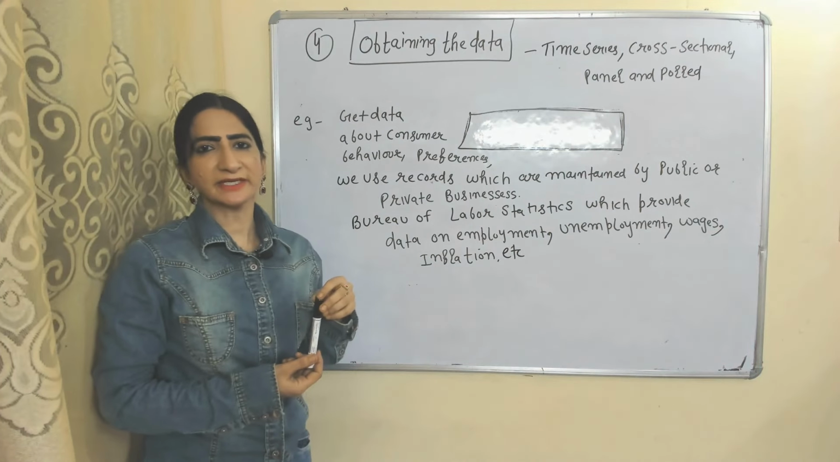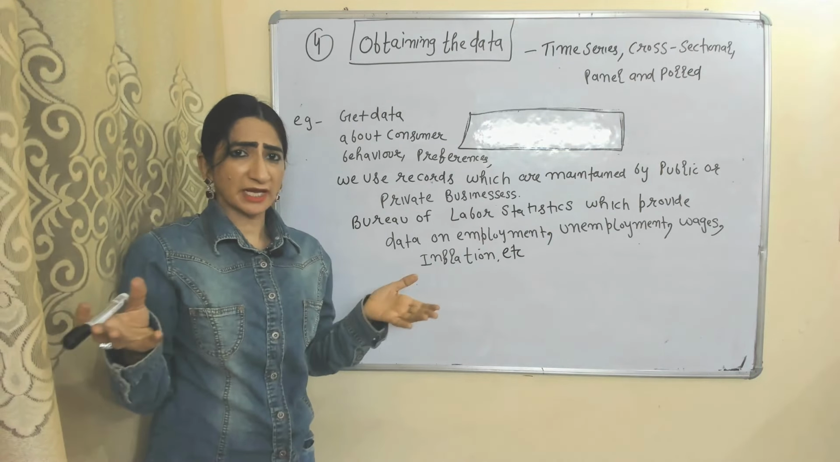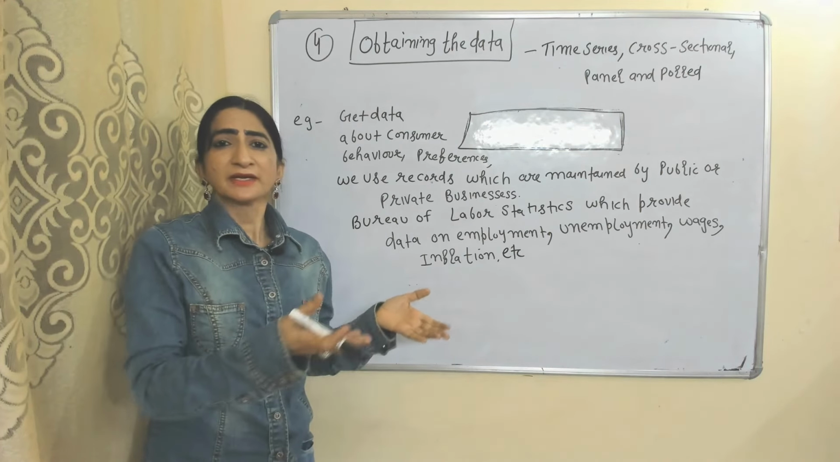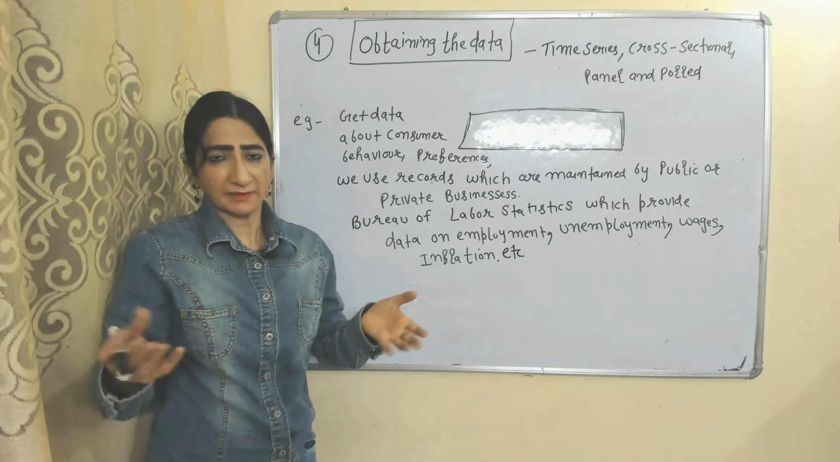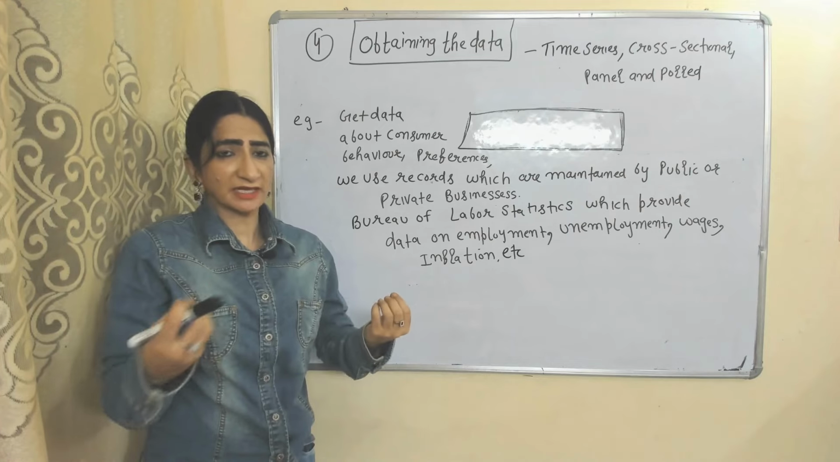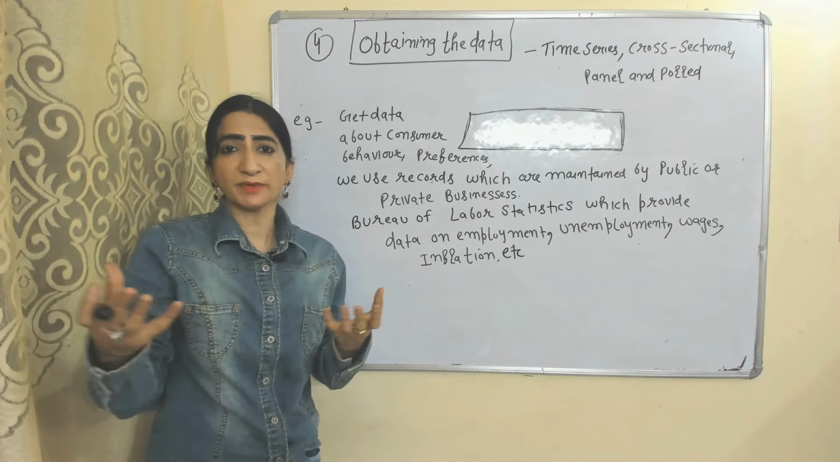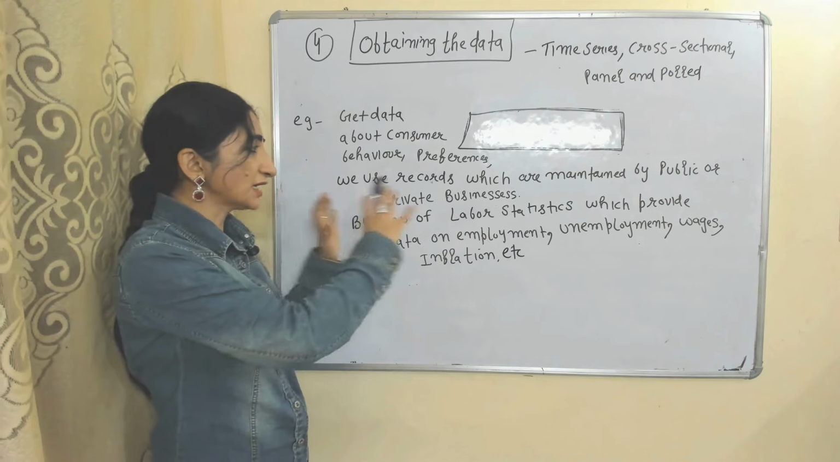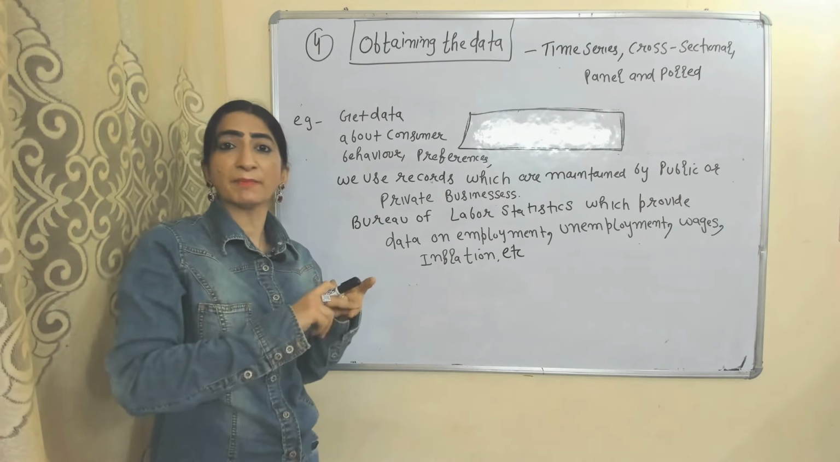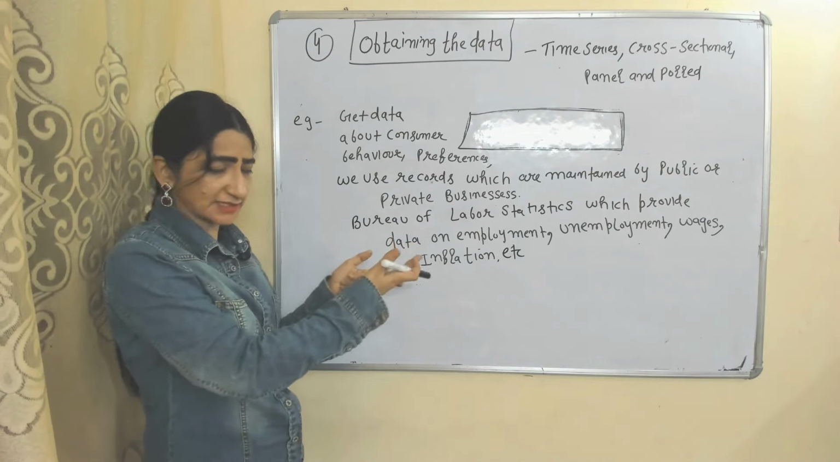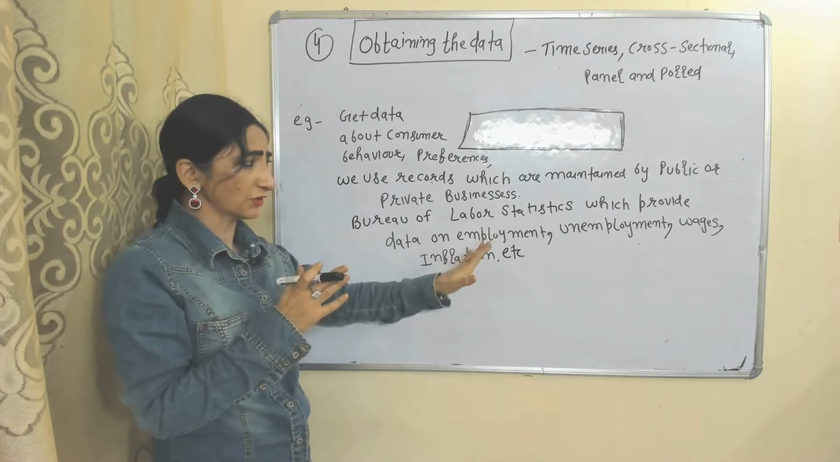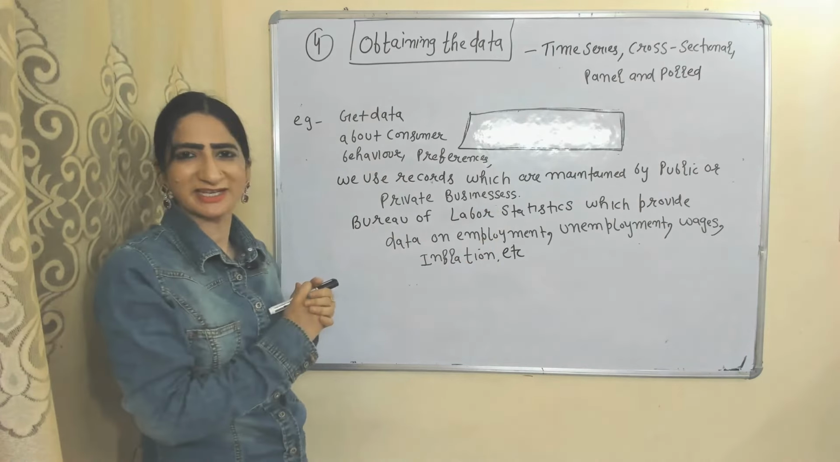Next step, obtaining the data. There are mainly 4 types of data in econometrics: time series, cross-sectional, pooled and panel data. In order to test economic theory, we can collect data about consumer behavior and preferences. We can use records which are maintained by public and private businesses. We can even use the Bureau of Labor Statistics, which provides data about employment, unemployment, wages, inflation, etc.